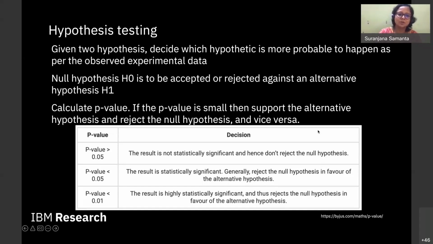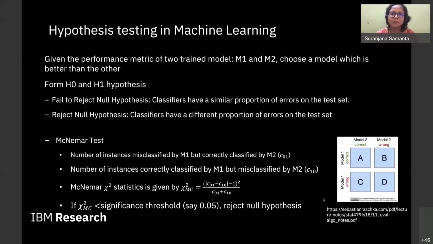This table also shows that we are talking about a 95% confidence, so that's why the threshold is 0.05. Basically, if the p-value is increasing, then don't reject the null hypothesis. If the p-value is decreasing, then the alternative hypothesis is stronger than the null hypothesis. Again, this is actually important.